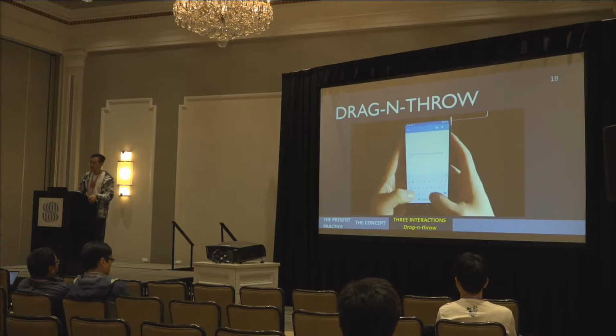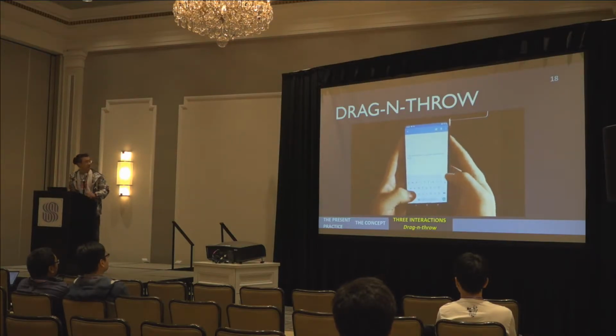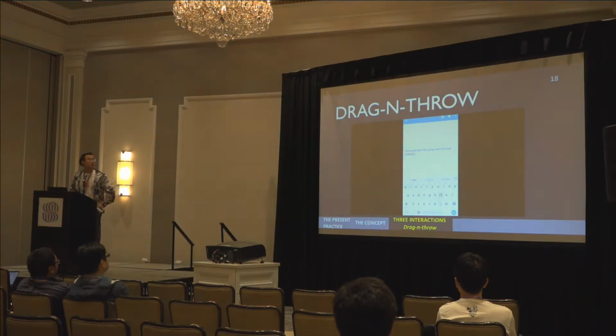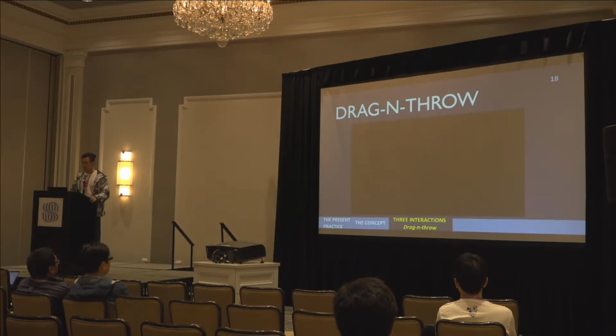Here's a demo. It's pretty fast. First, type the correction. Drag the correction from the suggestion list and throw it to the error text. Then our deep learning algorithm will figure out how to apply the correction. It can also handle insertion corrections.